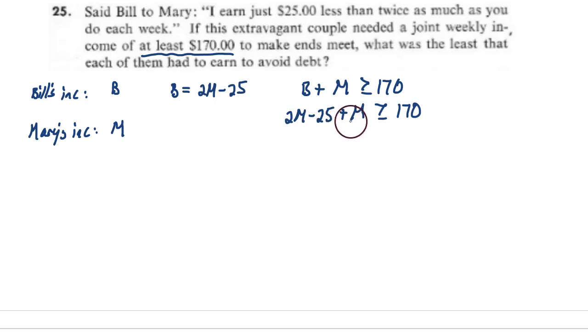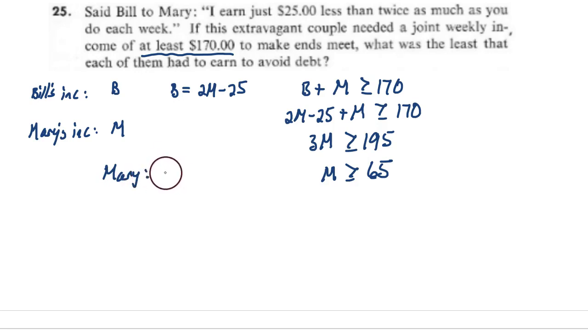Combine like terms. 2M plus M is 3M. And add 25 to both sides to get 195. Now divide by 3. We get M is greater than or equal to 65. The question was, what was the least that each of them had to earn. We found that Mary had to earn at least $65.